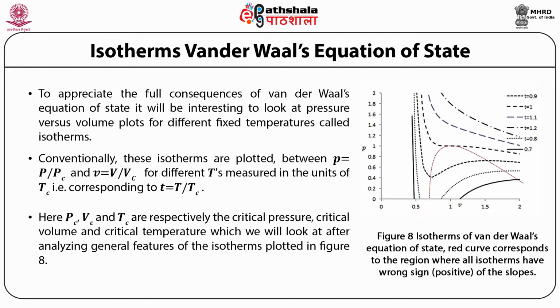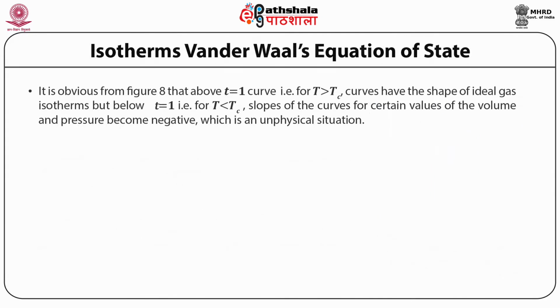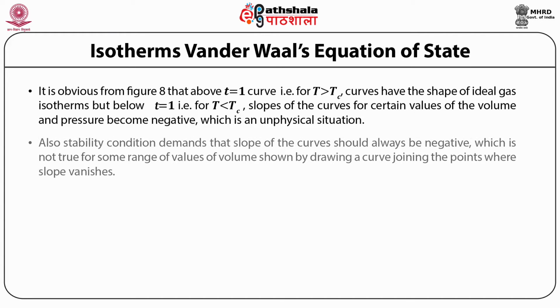Here we note that the red curve corresponds to the region where all isotherms have wrong sign, that is, positive of the slopes. It is obvious from figure 8 that above t equal to 1 curve, that is for T greater than Tc, curves have the shape of ideal gas isotherms, but below t equal to 1, that is for T less than Tc, slopes of the curves for certain values of volume and pressure become negative, which is an unphysical situation. Also, stability condition demands that the slope of the curve should always be negative, which is not true for some range of values of volume shown by drawing a curve joining the points where slope vanishes.